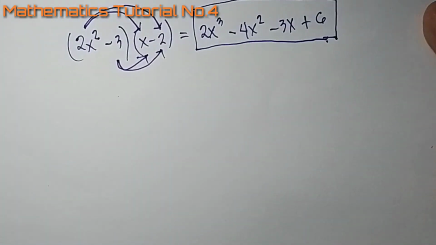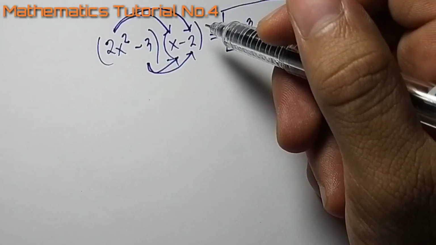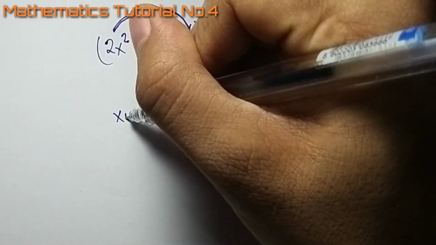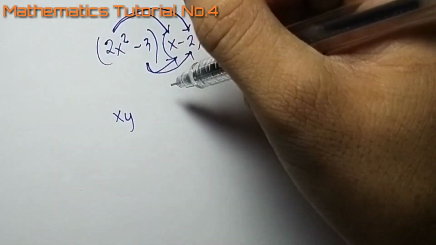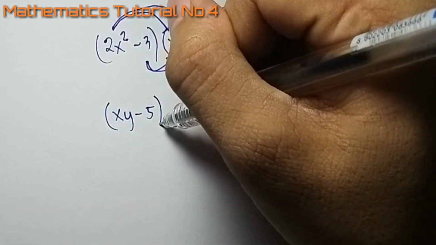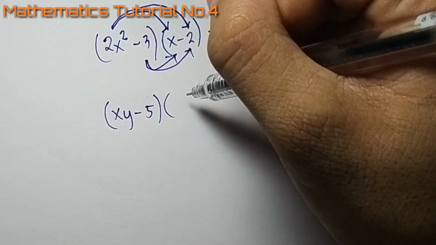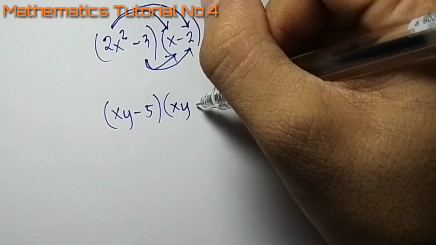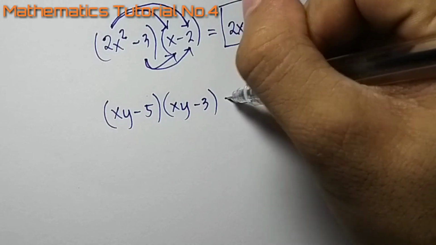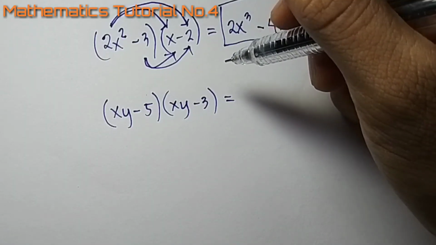Okay, another example. Let's have xy minus 5. I-multiply nato sa xy minus 3. So again, unahon nato ang first terms.